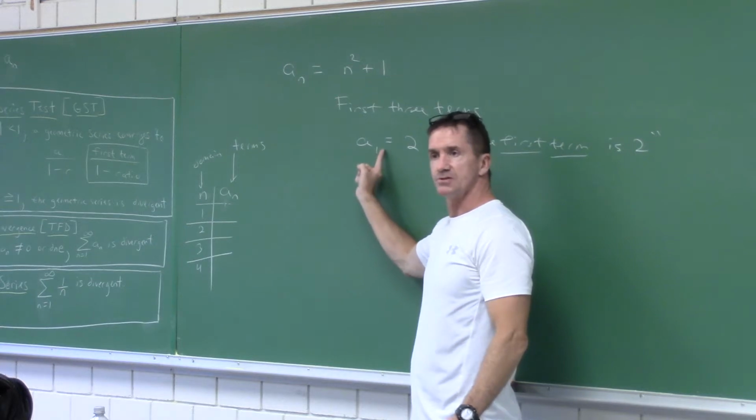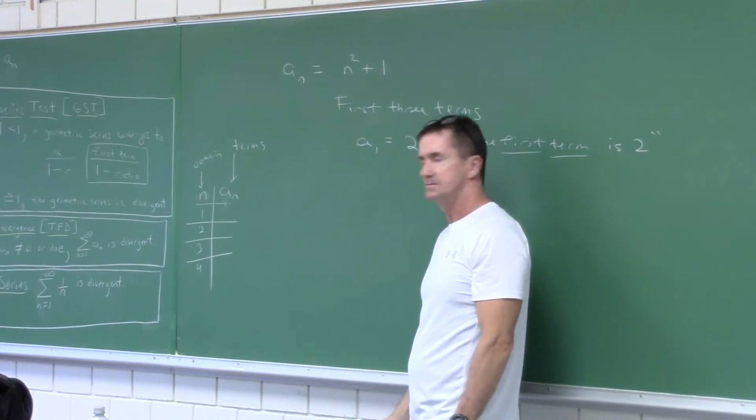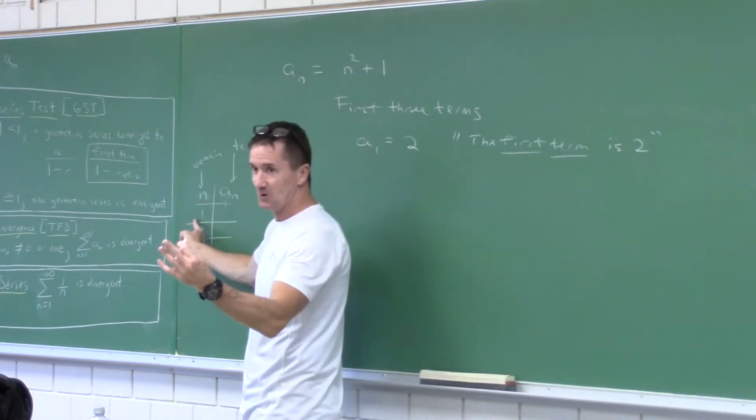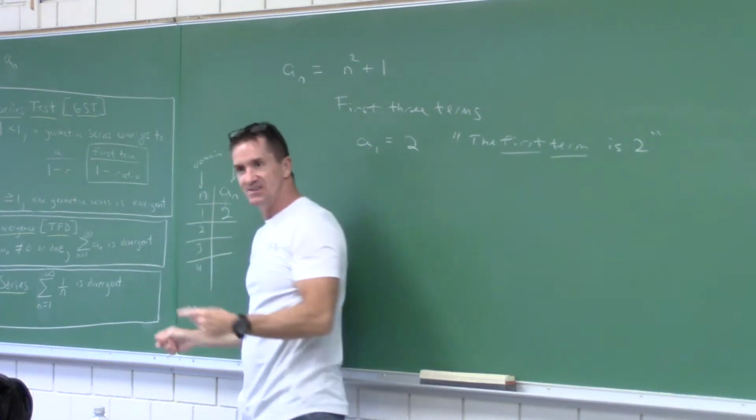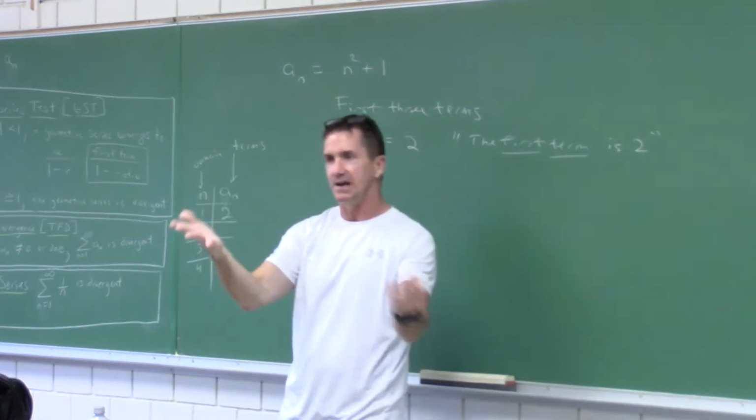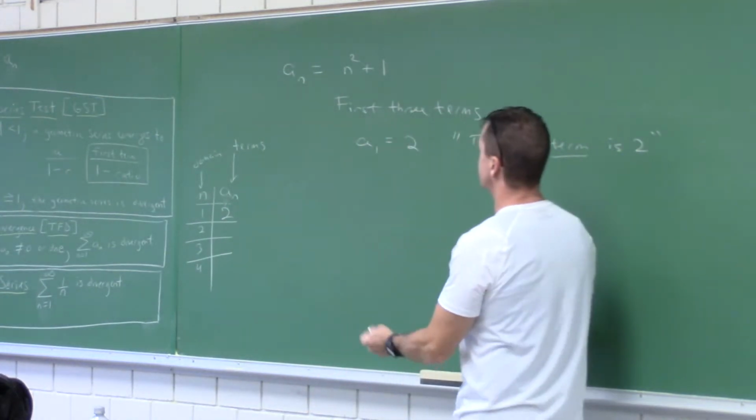A sub 1 equals 2. The first term is 2. And you bet, at x equals 1, y is what? 2. If we say x and y, when we use n and a sub n. What's the second term?